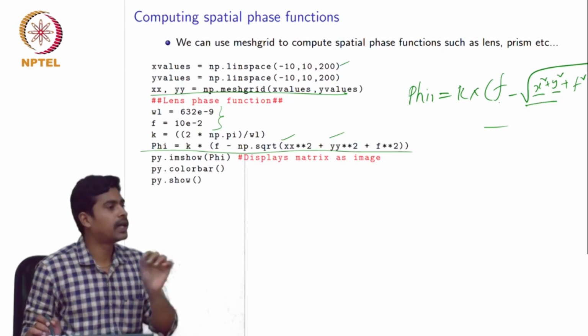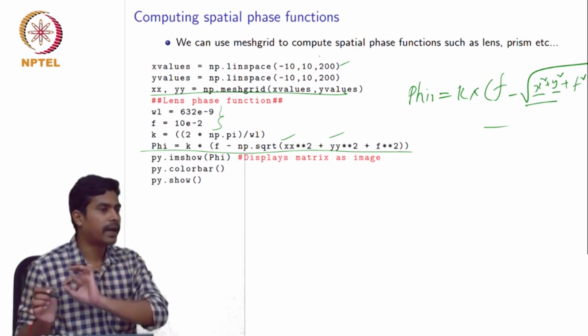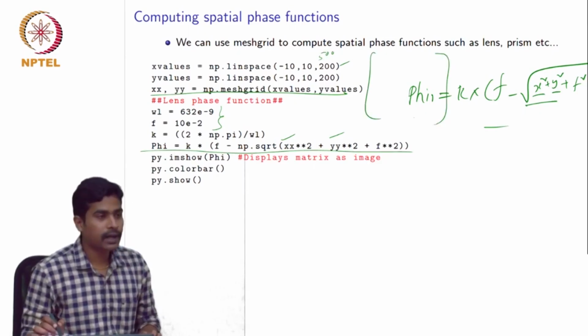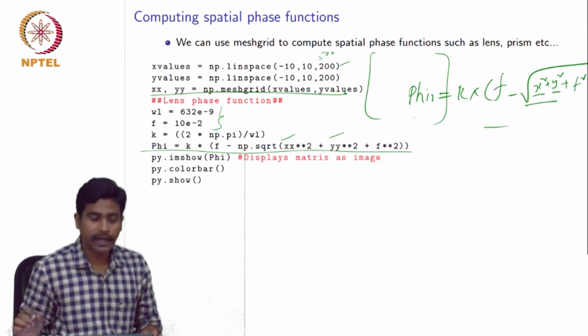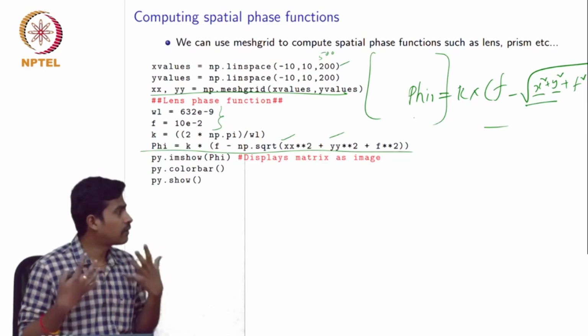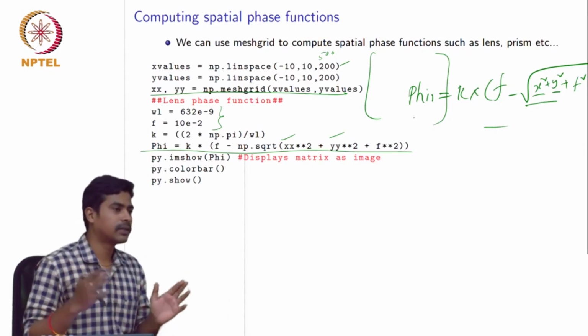Yeah, here we have taken 200 points between minus 10 and 10, like minus 10, minus 9.9 and so on. You can increase it to 500. If you increase it to 500, you will have a 500 by 500 matrix to represent your lens. If you want to represent the phase of a lens very accurately, you take more points, like 1000 by 1000.